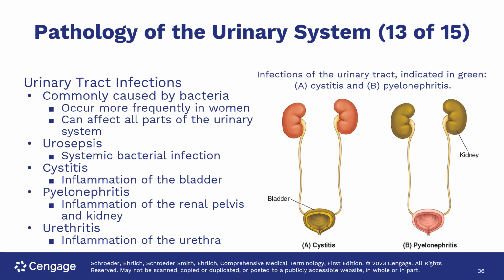Super common for females, not so much for men. UTI is an infection anywhere in the urinary tract, usually by a bacteria. It can cause sepsis or a systemic infection called urosepsis. Cystitis. Tell me what that is. Cyst is what? Bladder. Itis is inflammation, so inflammation of the bladder. Pyelonephritis is inflammation of the kidney, and urethritis is inflammation of the urethra. See the pattern?